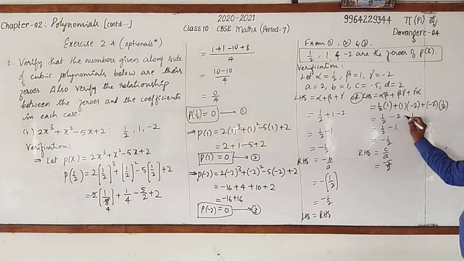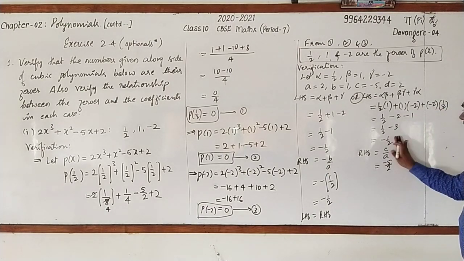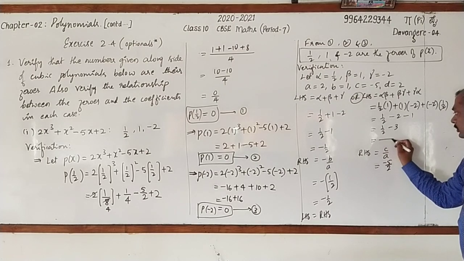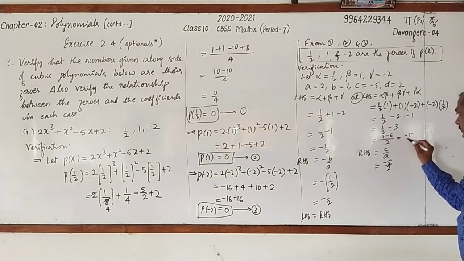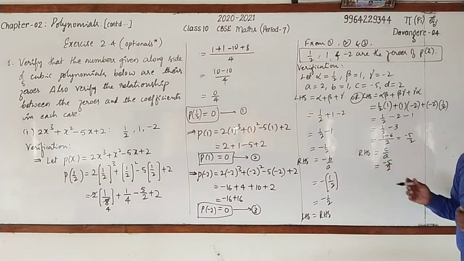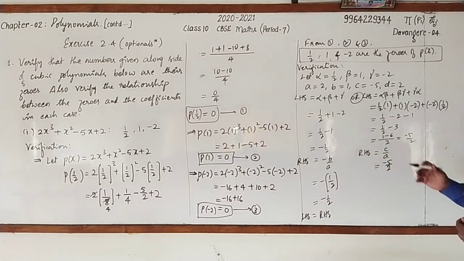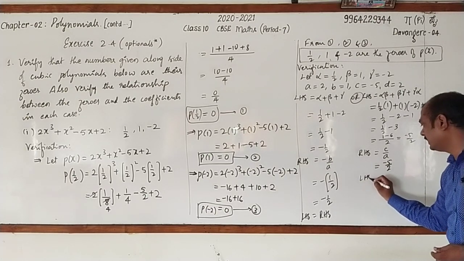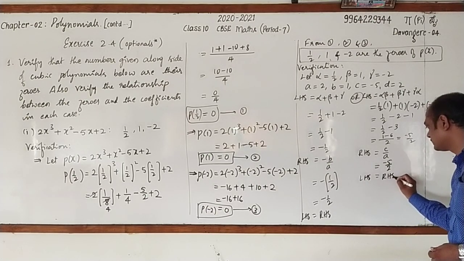Minus, here 2 get cancelled. This is minus 1. Then this will be minus 3. This is equal to, 2 is the LCM. Then 1 minus 6, it is minus 5 by 2. Observe, LHS is minus 5 by 2. RHS is also minus 5 by 2. Hence it is verified. That is LHS equal to RHS.